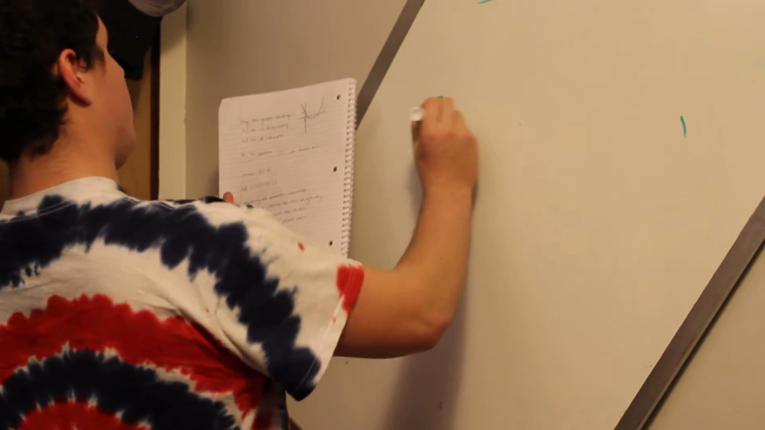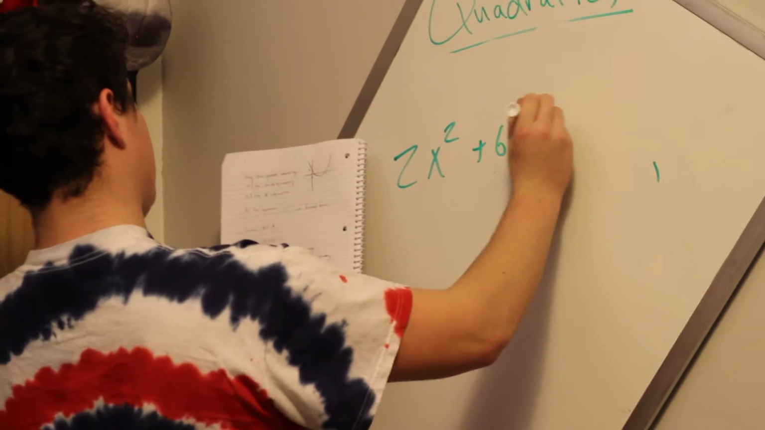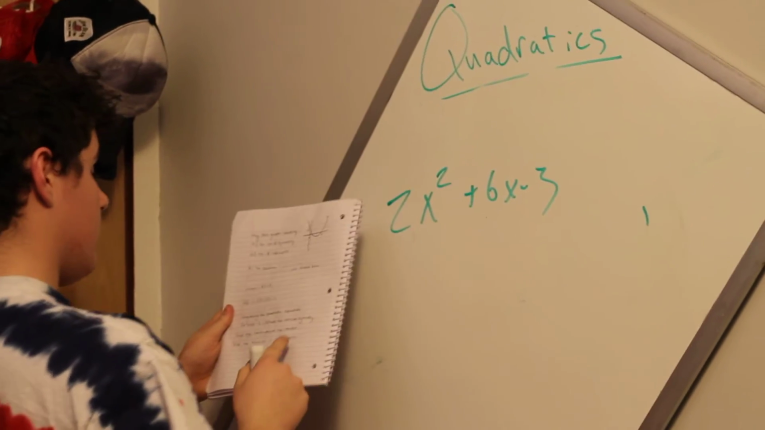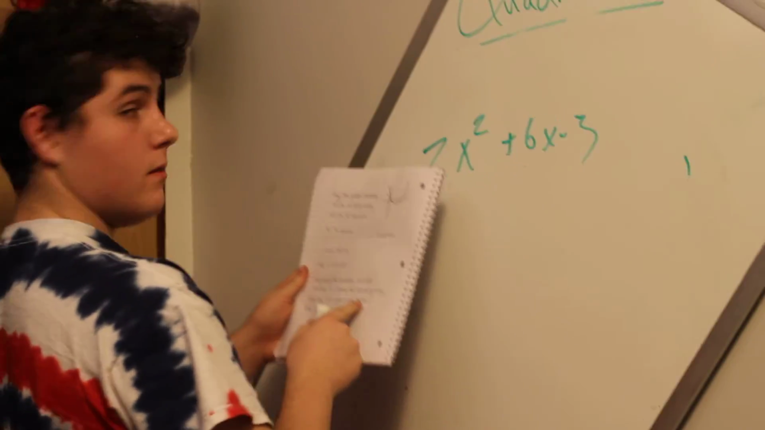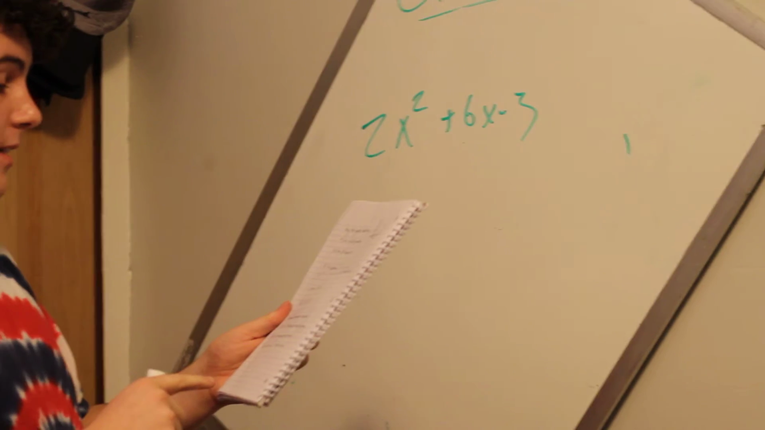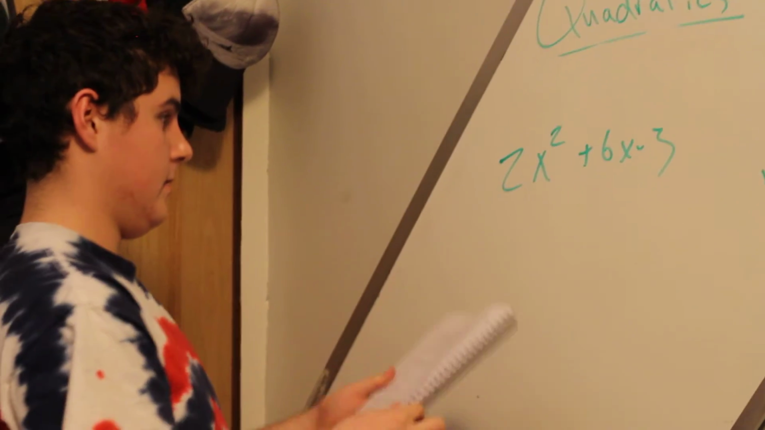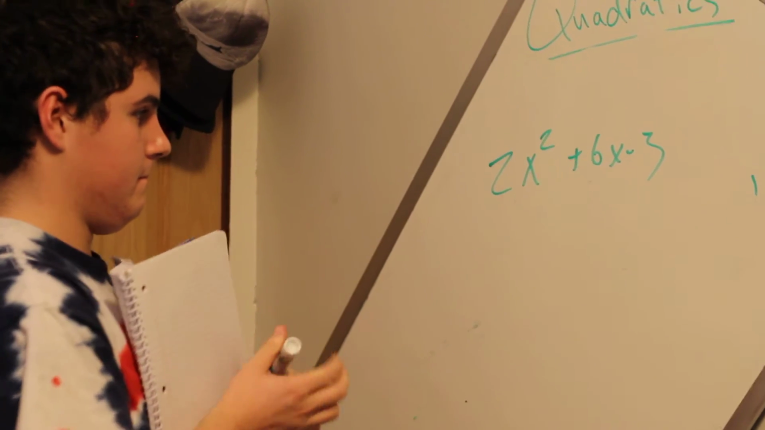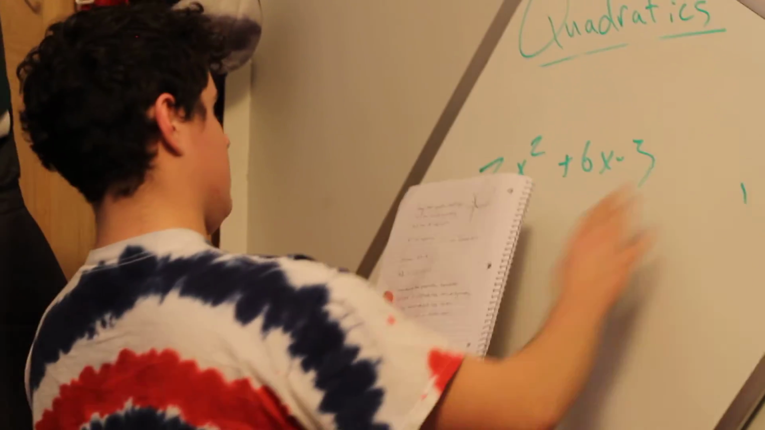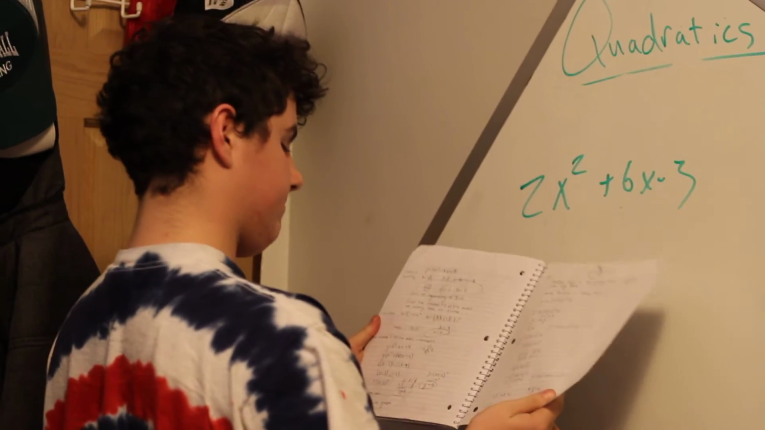Secondly, considering the quadratic equation 2x squared plus 6x minus 3, I want you to find the axis of symmetry, find the coordinates of the vertex, and find the function in vertex form.